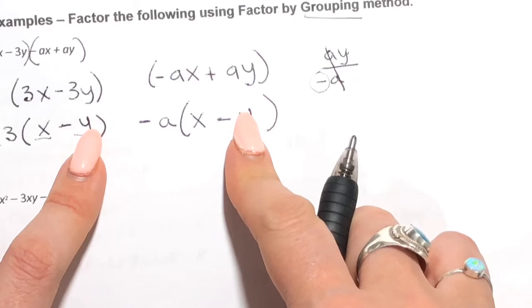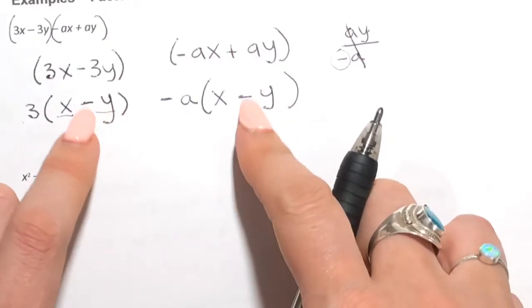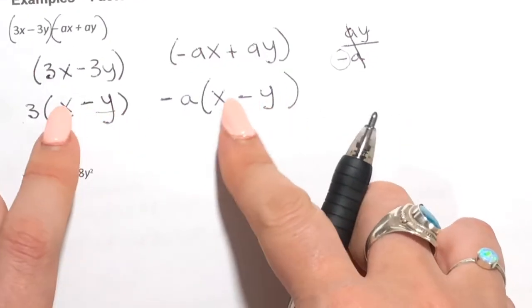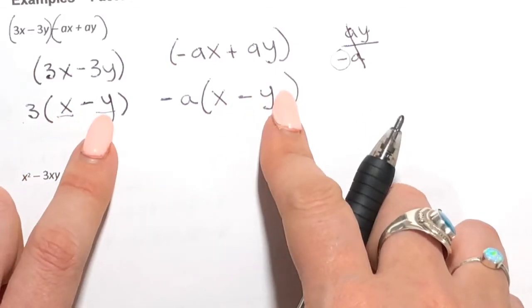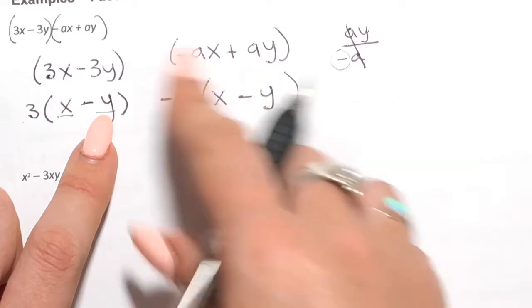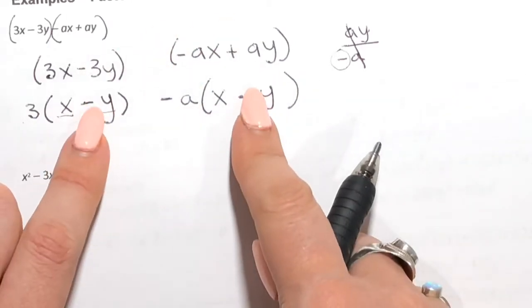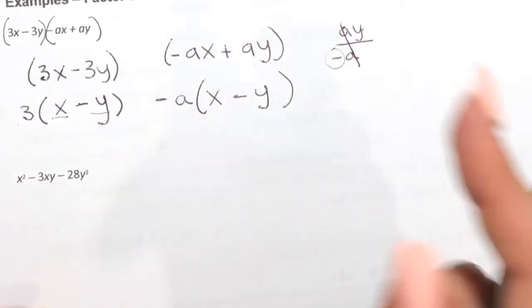So once you've done this part, your inside should match. So they're both an x minus y. If they don't match, that's a really good sign you've done something wrong and you need to go back and fix it. These insides need to match. So now we're almost done.